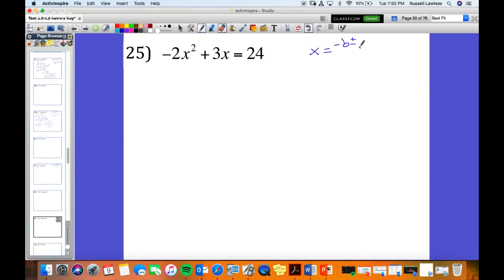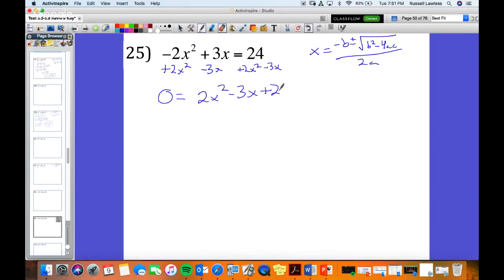The reason I want to do 25 is because it's just a little bit more math, and it deals with me moving the x squared now. So here's the thing: you want to set it equal to 0. I don't like having an x squared that is negative. So because of that, I'm going to add the 2x squared and subtract the 3x. Then I'll have 0 equal to 2x squared minus 3x plus 24.